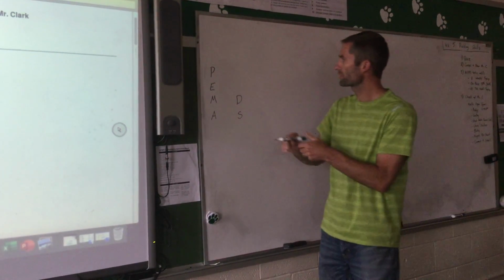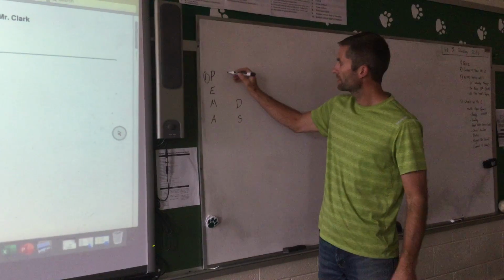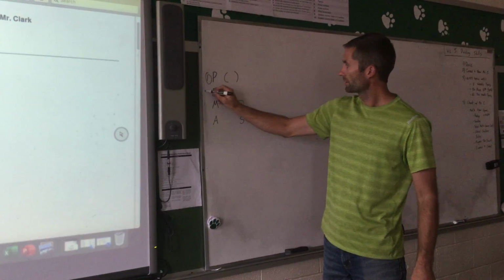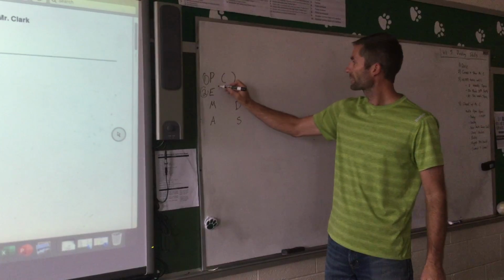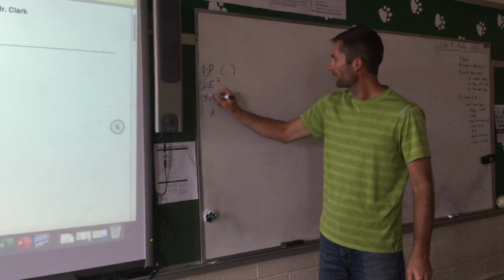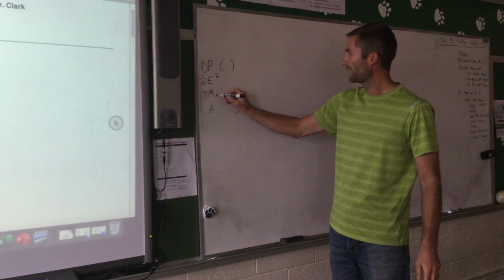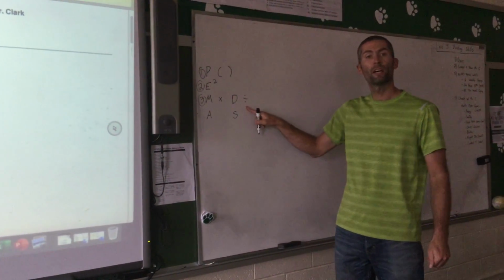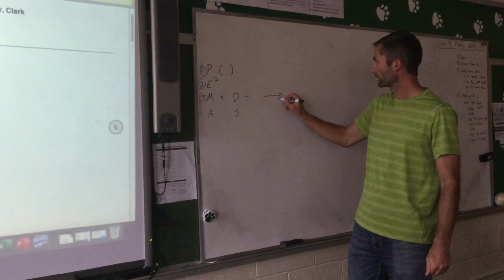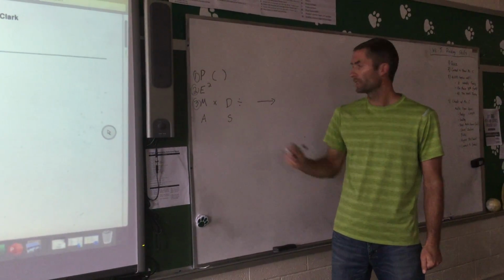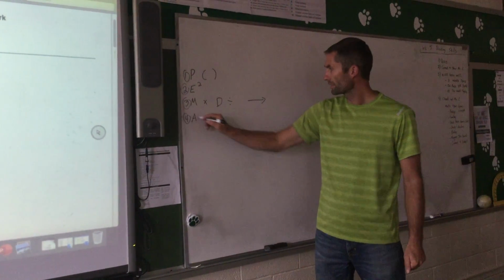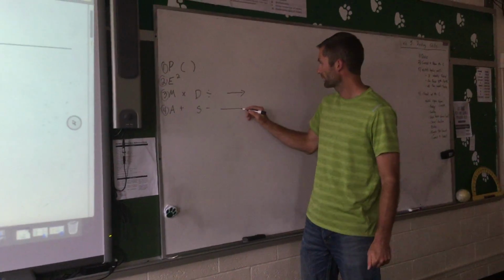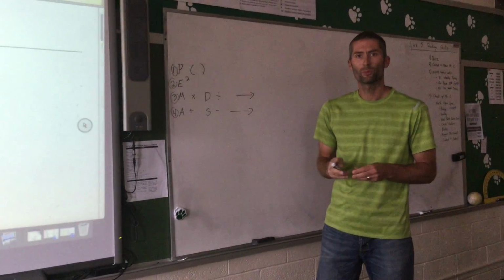So this is 4 steps. The first step, the P stands for parentheses. The second step, E stands for exponents. The third step, M and D is multiply or divide, and we do this left to right. We don't always multiply before we divide. We start on the left, like we read left to right, we multiply and divide left to right. Then the fourth step is we add and subtract left to right, the same thing. Okay, we'll see some examples of that.